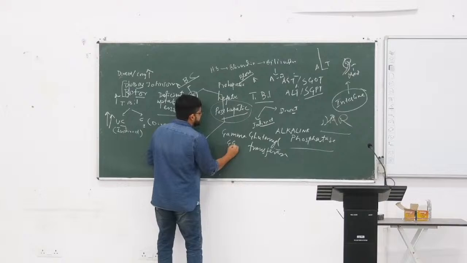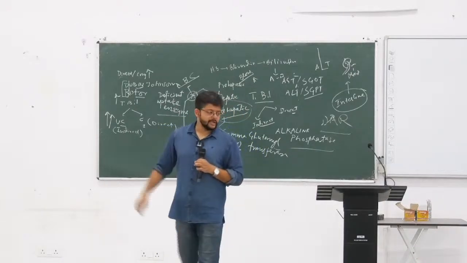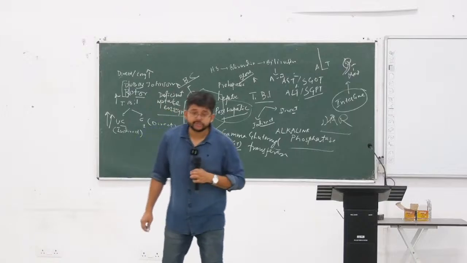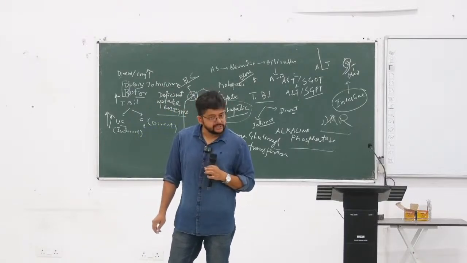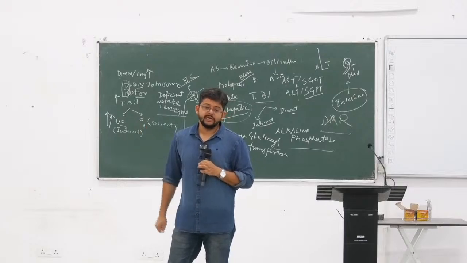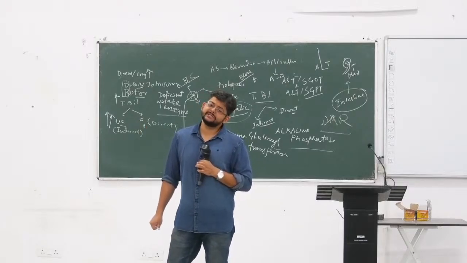This is known as GGT, another enzyme. When does it increase? In case of obstruction, and in case of obstruction and hepatocyte damage, GGT increases. And GGT is quite specific to alcohol. In chronic alcoholics, the GGT keeps increasing.